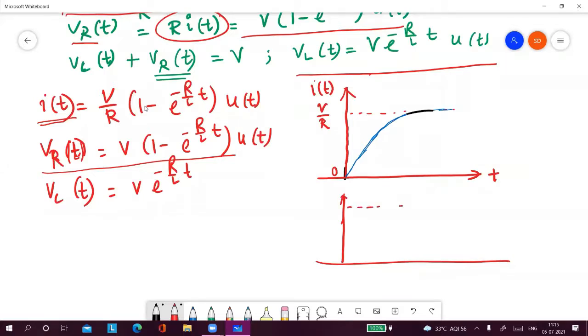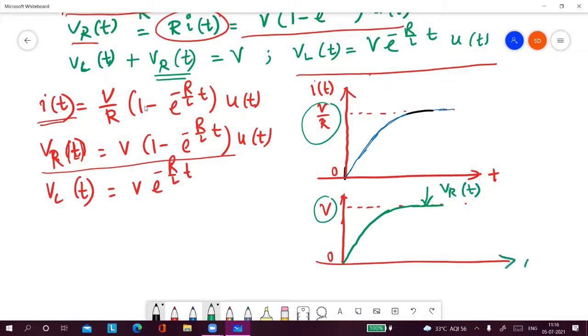Here the initial voltage across the resistance is 0 and the final voltage is V. So the nature of the voltage drop across resistance will be the same as the current response. The only thing is that its scale will be zoomed by R times. Here the final value is V by R, and here the final value is V. This is your VR(t).